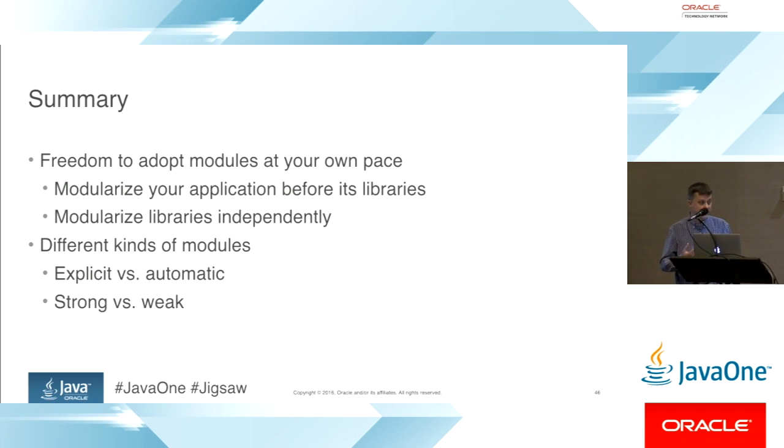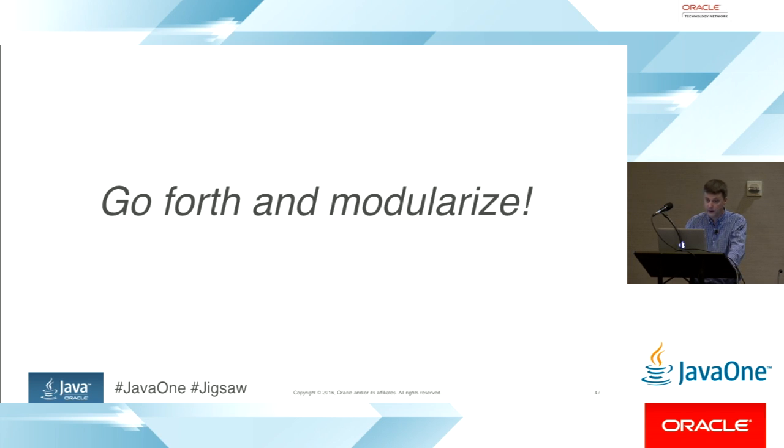In addition, you've got a flavor for the different kinds of modules. Alex started off with explicit modules for my app and mylib, and then made use of the Jackson libraries as automatic modules. So that gives you a flavor of explicit versus automatic modules. And he also showed you one of the current proposals on the table, which is weak modules, and how they can be used, especially for applications that don't export any APIs. So hopefully that has given you a flavor of what's there to support migration to modules. We'll just finish up with a nice catch line: go forth and modularize.